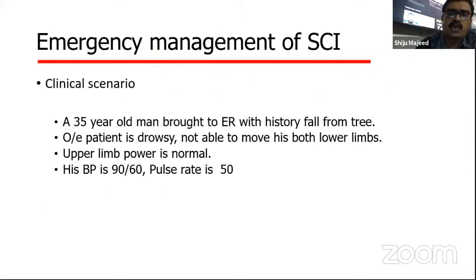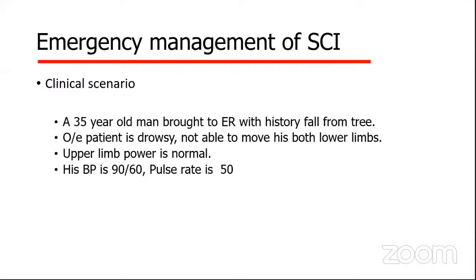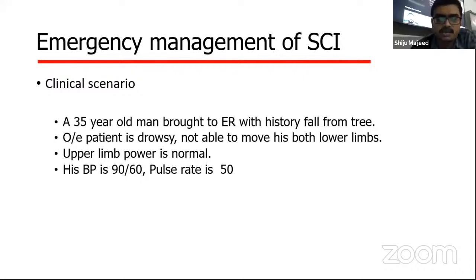What are the emergency things that you should do when a patient comes with a suspected spinal cord injury? Now I am going to talk about a clinical scenario. A 35-year-old man is brought to the emergency room with a history of fall from a tree. On examination, the patient is drowsy, and the surgeon who sees the patient notes that he is unable to move both lower limbs. So he is paraplegic. Upper limb power is normal. His BP is 90/60. Pulse rate is 50. That is a classical way in which a patient with a spinal cord injury presents to you in the emergency department. So what are the things that we should do?